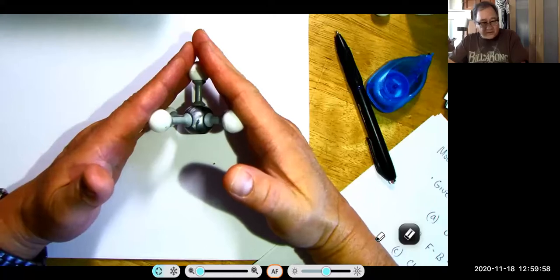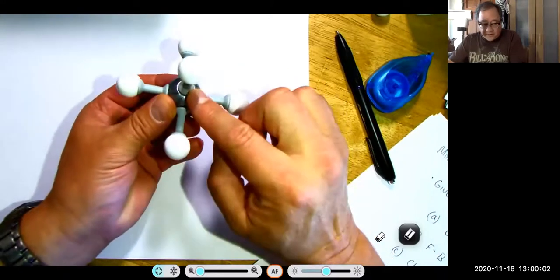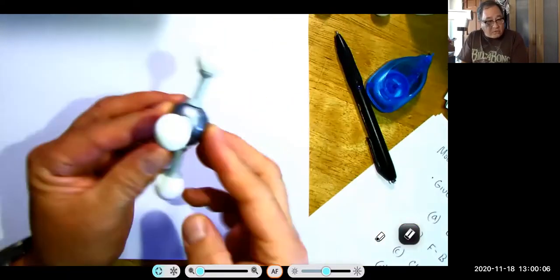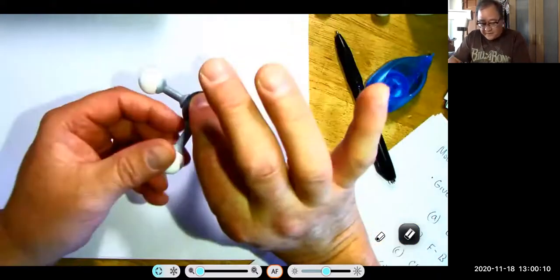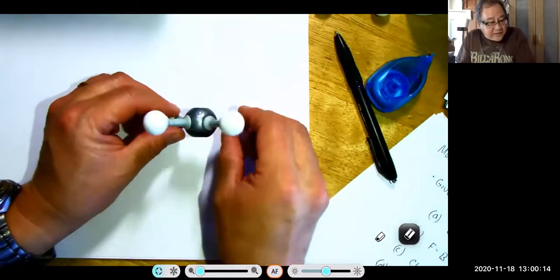So that's why they call it square pyramidal. And if you had another lone pair on this, it would be on the opposite side of the first lone pair because lone pairs really repel one another a lot. So this would have an electron pair geometry of octahedral.